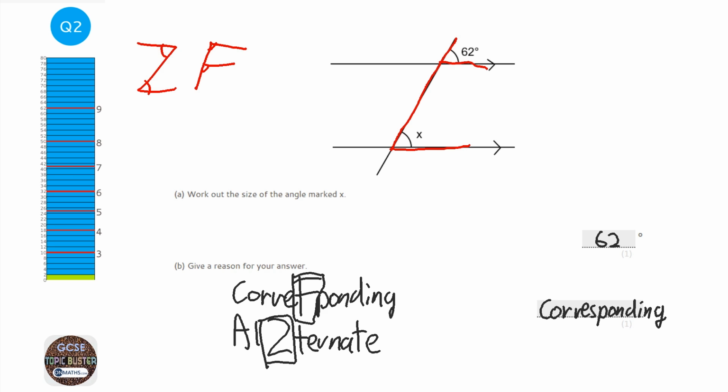The other one, the C angles, are not equal, so these ones here are not equal. They add up to 180 degrees. So just be careful with that.